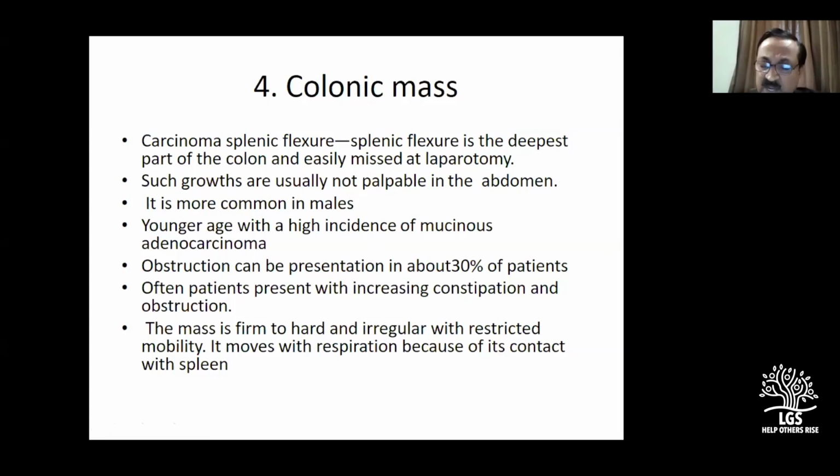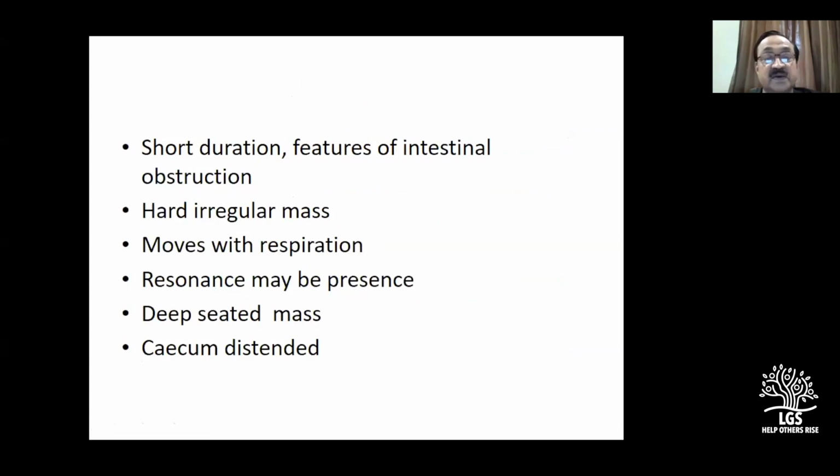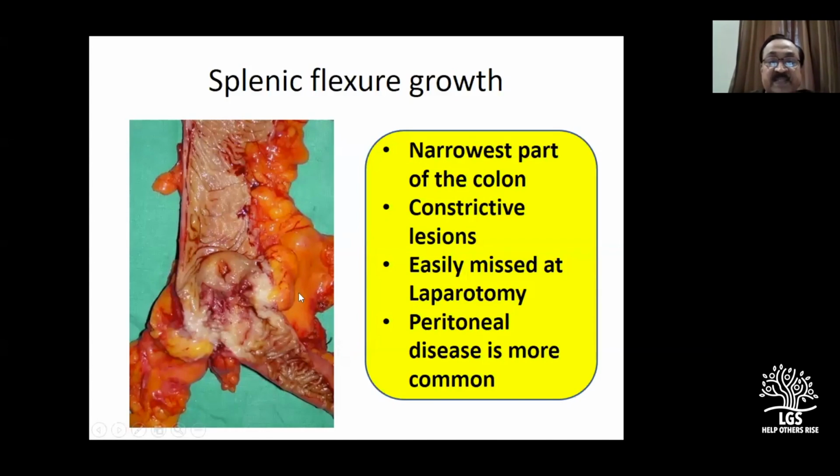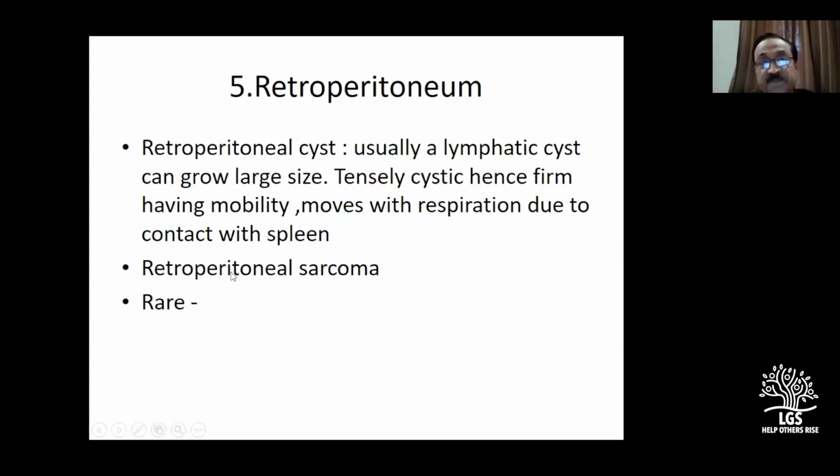Obviously, it will be left going a little down. So again, short duration, irregular mass, moves with respiration, resonance, deep-seated mass, the cecum may be distended. These are the points which will help you to give a diagnosis whether it could be a colonic mass. This is to give an example to you. There's a loaded colon here. See here, it has come actually down here. This is not truly a flexure here, but just here you can see that's the area. So typically they are constrictive lesions, which are causing a large bowel obstruction.